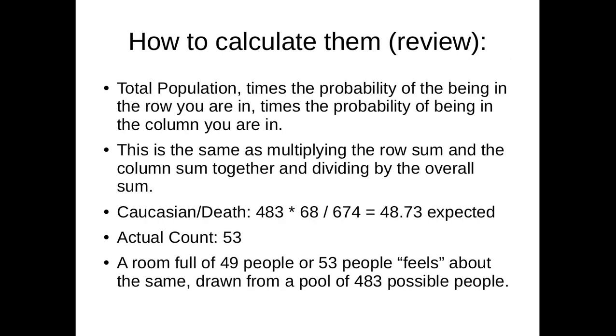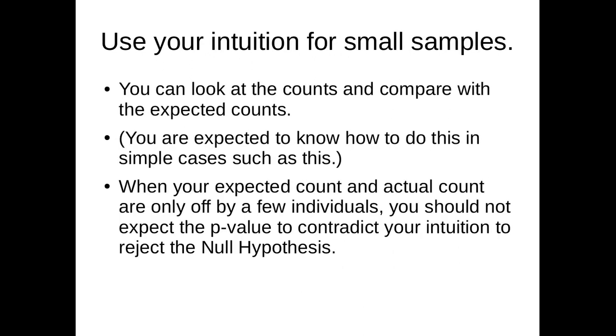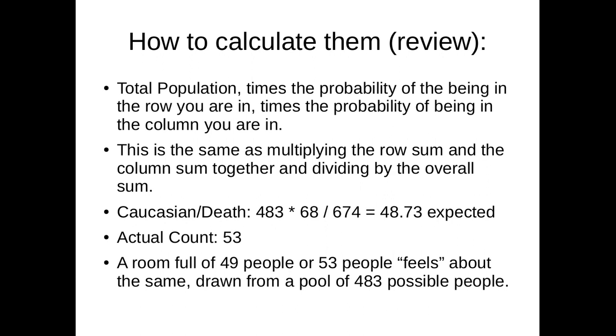Okay, so how do you calculate the expected count? This is what you do need to know how to do by hand. The total population times the probability of being in your row times the probability of being in your column. So in other words, we can skip a step by just saying the row sum times the column sum divided by the overall sum. Both of these two processes give you exactly the same result. It's just canceling one term.